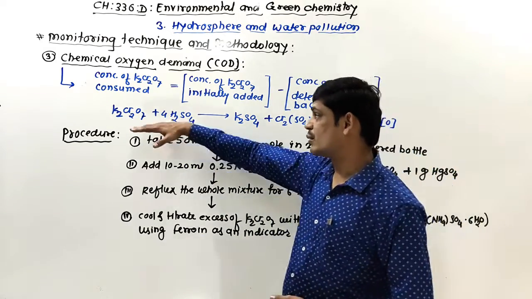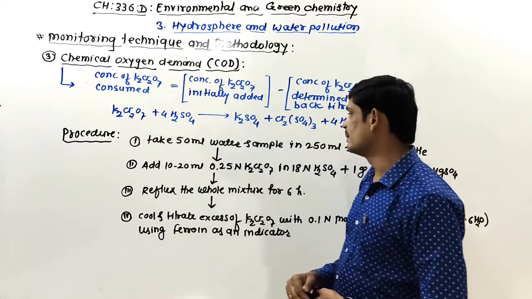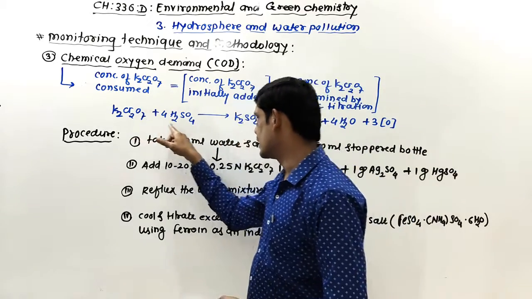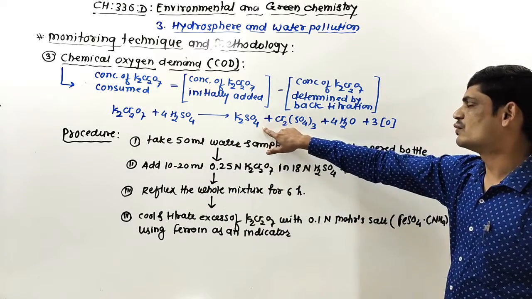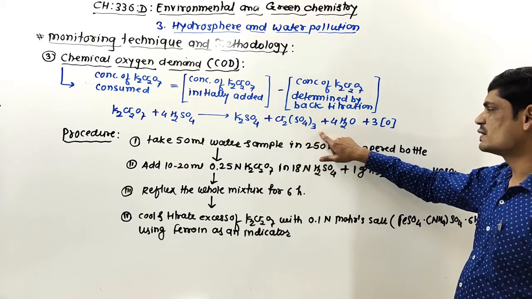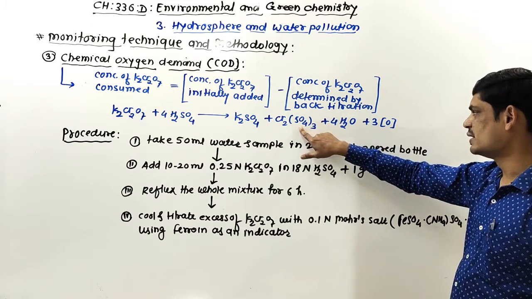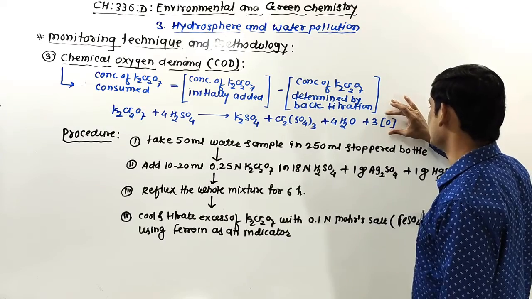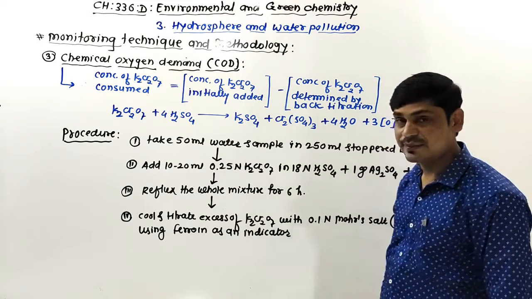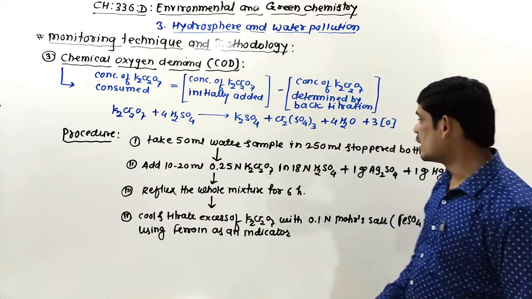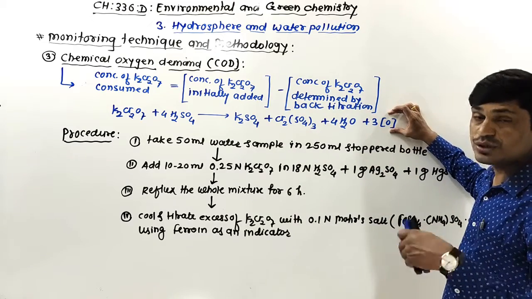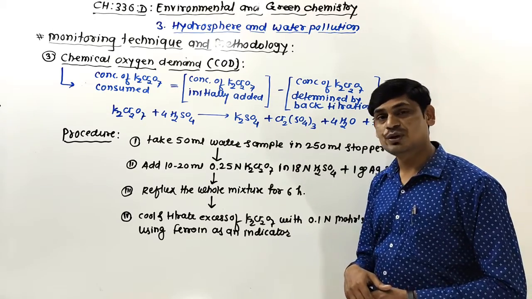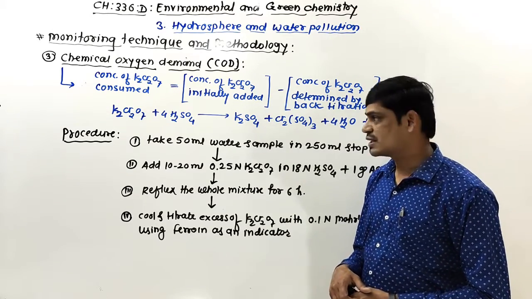The potassium dichromate in the acidic medium releases oxygen, which is depicted in this reaction. It will give K2SO4, Cr2(SO4)3, which we call chromic sulfate, and oxygen is liberated. And this liberated oxygen is used for the oxidation of organic matter. Now obviously, from the amount of oxygen used for the oxidation, we can determine the amount of organic pollutant present in the water sample.